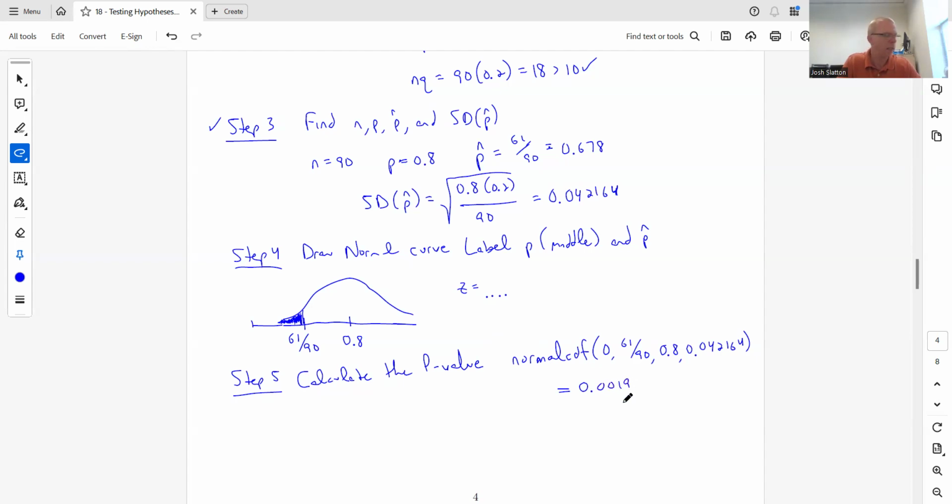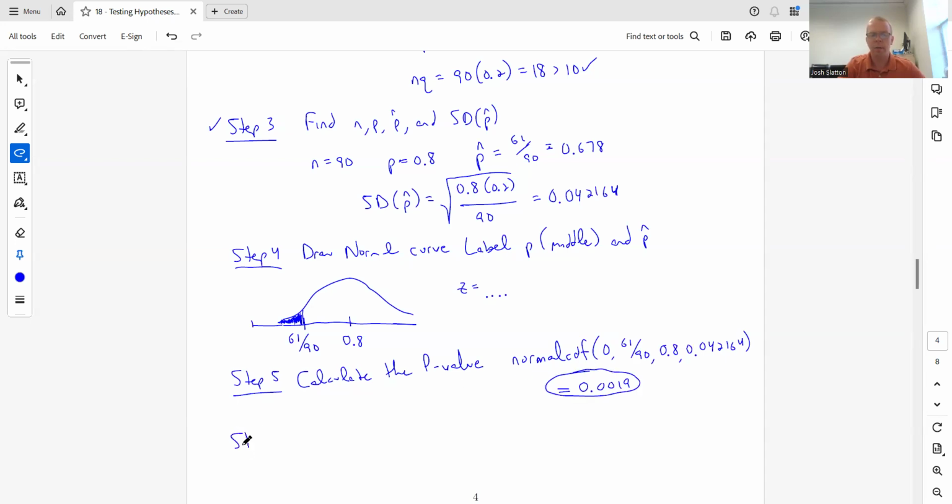And so we get this as 0.001. Check that real quick, just to double check. Yep, 0.0019. Okay, so that is our p-value.